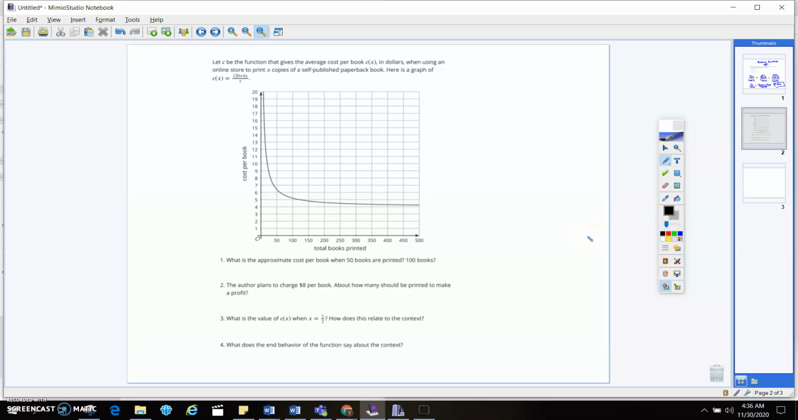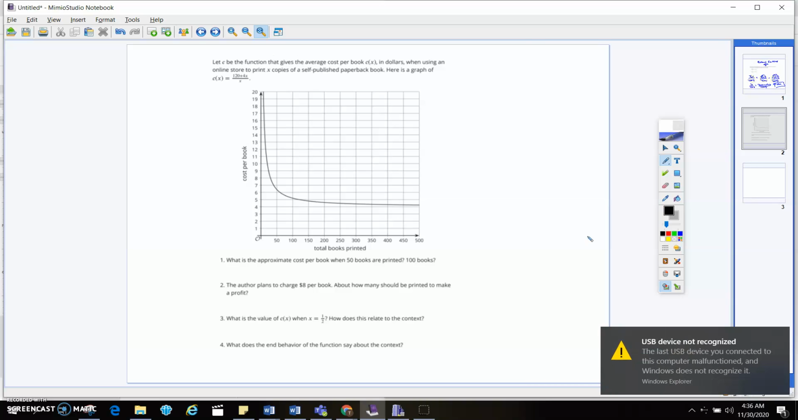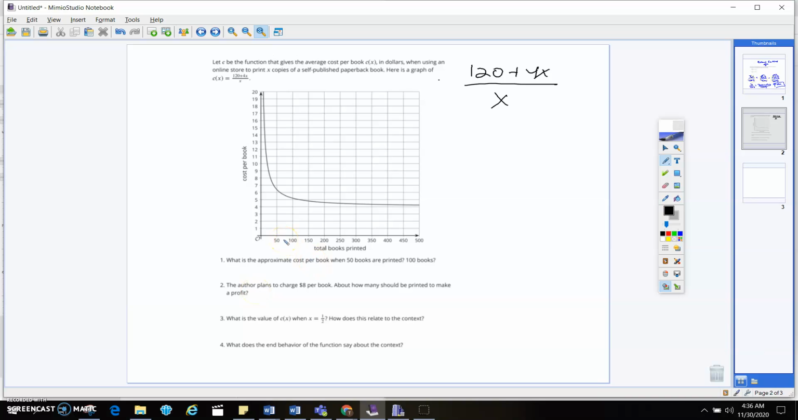So it says, let C be the function that gives the average cost per book, C of x in dollars, when using an online store to print copies of a self-published paperback book. Here's a graph of, just in case you can't see it, 120 plus 4x divided by x. So it says, what is the approximate cost per book when 50 books are printed, and then 100 books. So total books printed. So I'm going to look at when x is 50, and we're just looking at approximate.